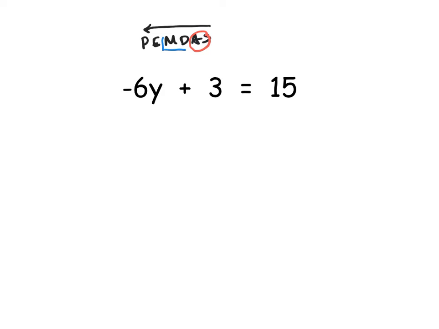Then we go to multiplication and division, our coefficient, which means the number that's co-working with the variable. So we're going to start by undoing the constant, the number that's being added. And the opposite of adding would be to subtract. So I'm going to subtract 3 on both sides.